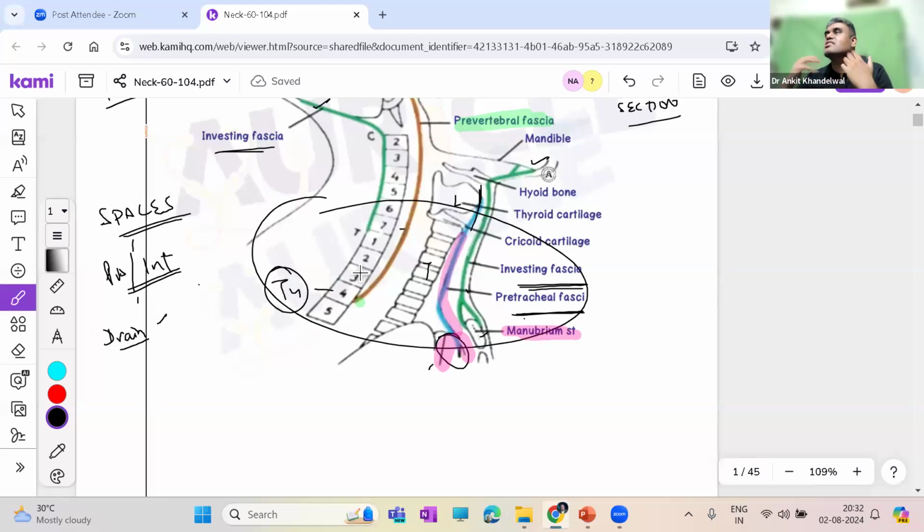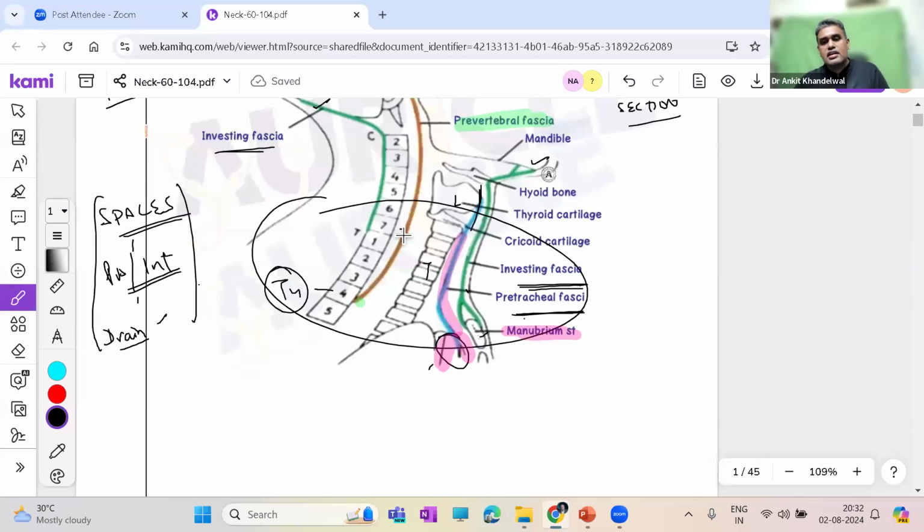How do I know? You can't just open up the entire neck and see where the pus is. That is not how things are done. That is not the way. Therefore, you should know: is it in the retropharyngeal space, the parapharyngeal space, the prevertebral space? There are so many spaces also; we'll see them. So this is the applied aspect: why do I require to know this?